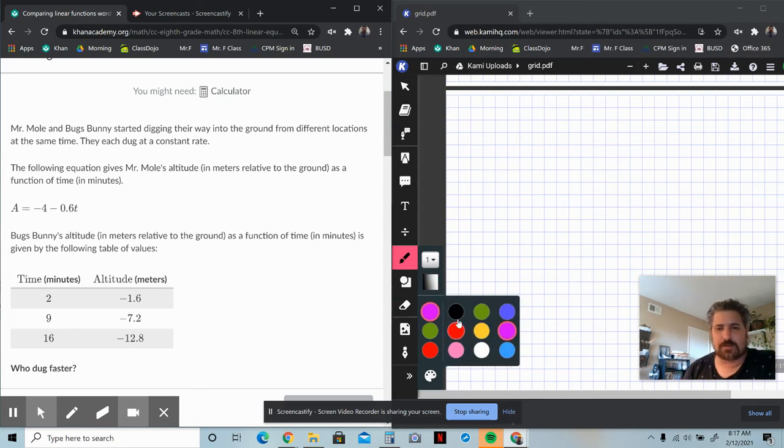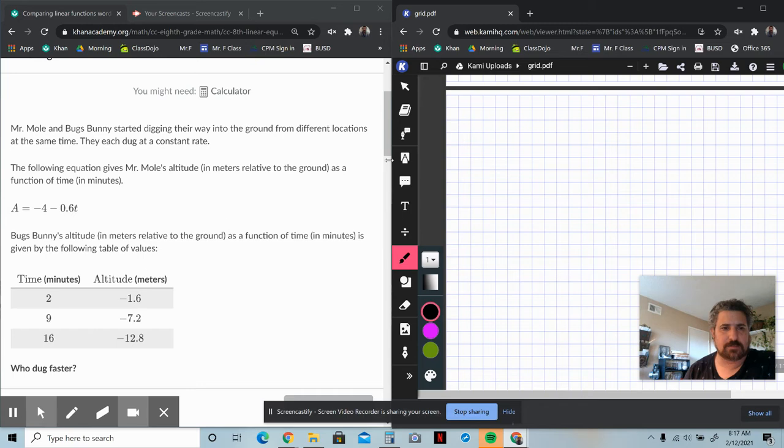All right, so the first thing I'm gonna do is write the equation for Bugs Bunny, because Mr. Mole, we know Mr. Mole already. Mr. Mole is gonna be A is equal to negative 0.6t minus 4, okay? So that's Mr. Mole, but we don't know Bugs Bunny yet. So Bugs' situation is something we gotta investigate. So let's do Bugs Bunny here. Let's do it with their variables just to make it fun, T and A. And so here we go. We know that when T is 2, A is negative 1.6. When T is 9, A is negative 7.2.